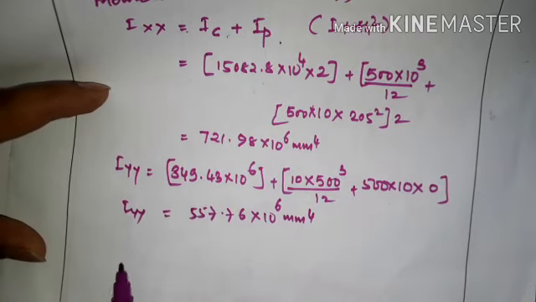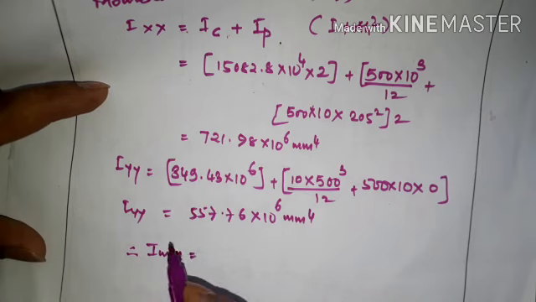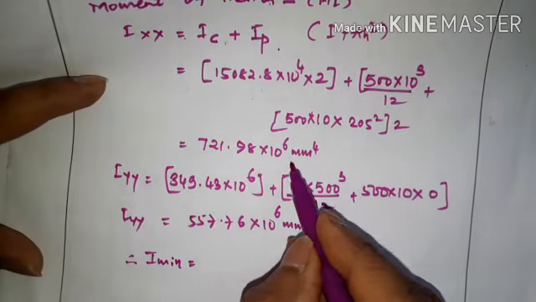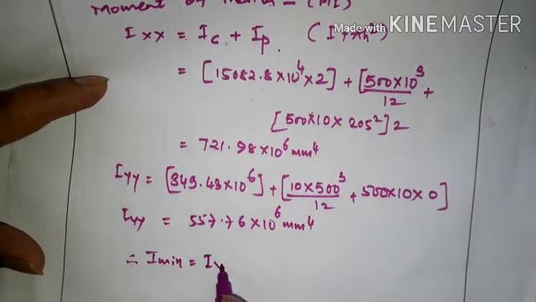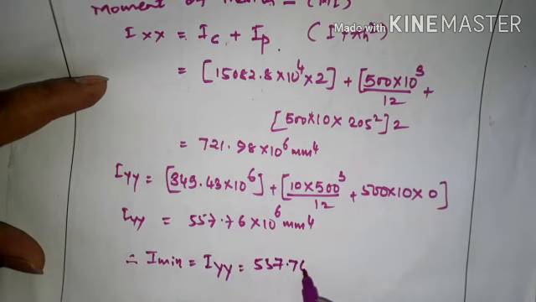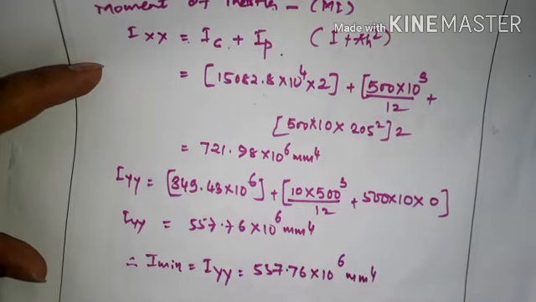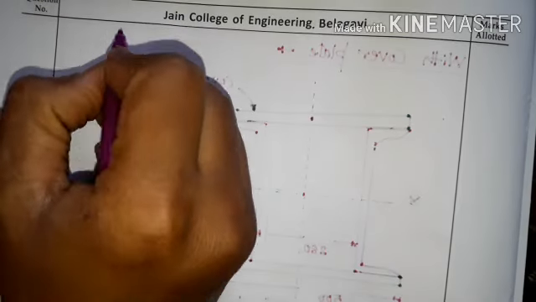Therefore I minimum is equal to, we have to take the minimum value between these two, IXX and IYY, and I minimum is equal to IYY. So we have got 557.76 into 10 raised to 6 mm raised to 4. We got I minimum as IYY. Okay, understood?